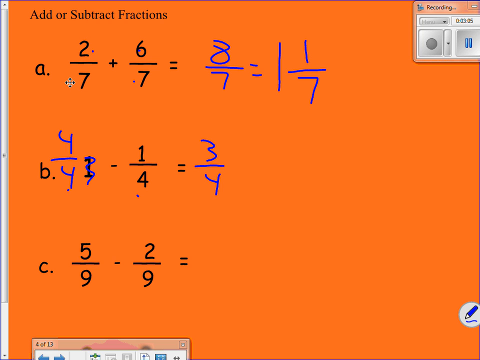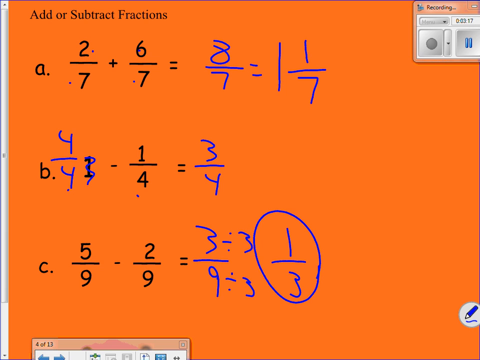Let's take a look here. Common denominators, number on the left larger than the number on the right. It sure is. I'm going to subtract. I get 3/9. I'm going to reduce this down. Divide by 3, divide by 3. I get 1/3. Let's keep going.